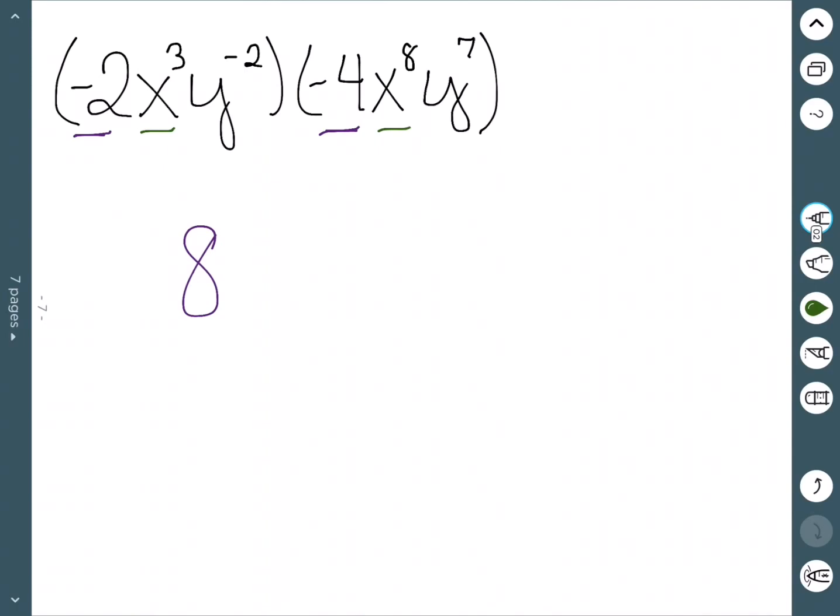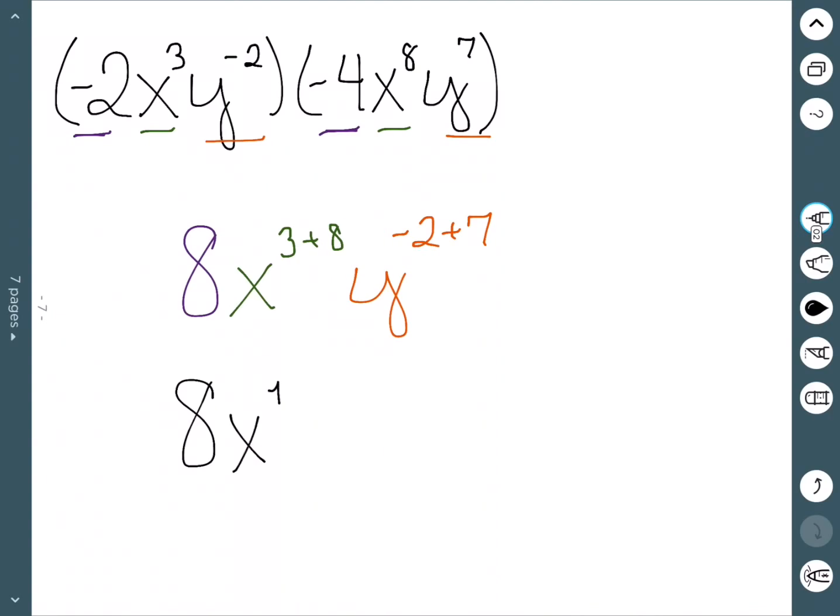I'm then going to look at my x's. I have a 3 and an 8, and we add when we multiply things, so x to the 3 plus 8. Finally, I have my y's, and I want to add their exponents as well. -2 plus 7. Simplifying this now gives me 8, x to the 11, y to the 5th.